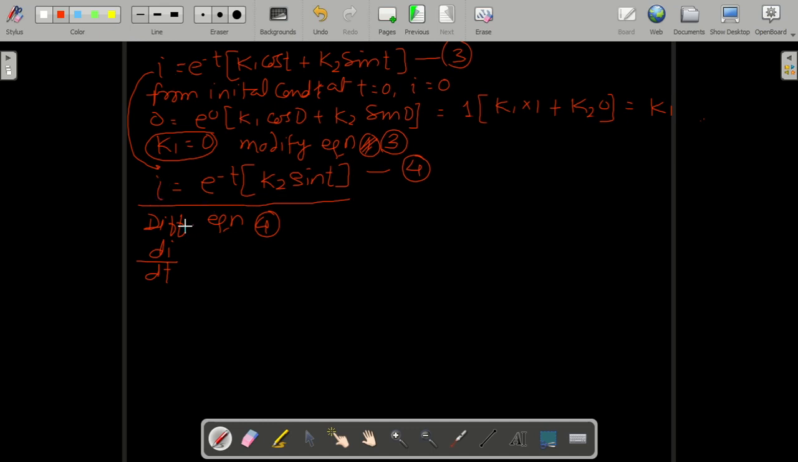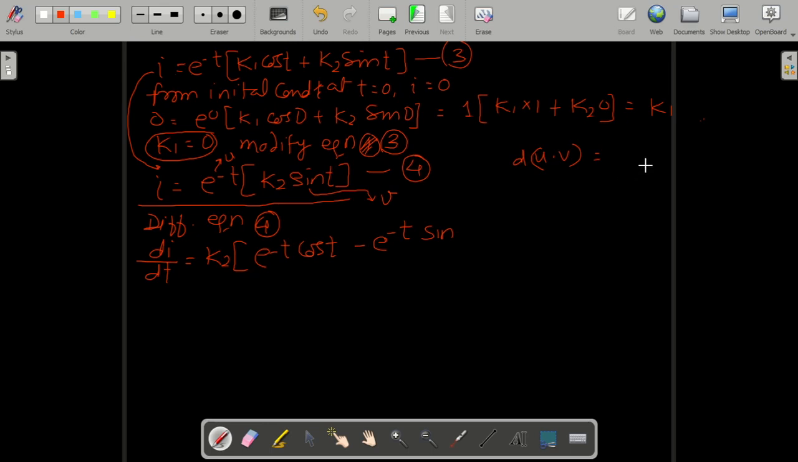If you differentiate this, di by dt, I am taking k2 as a constant. So this is u, this is v. It is the differentiation of u into v, so what will come? e raised to minus t, keep u as it is, dv. What will be the differentiation of sine? cos of t. Clear? Plus du, keeping sin t as it is. What will be the differentiation of u? Minus e raised to minus t, and we keep sin t as it is. Right? This is du into v. So what did we get?